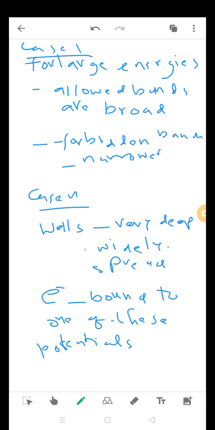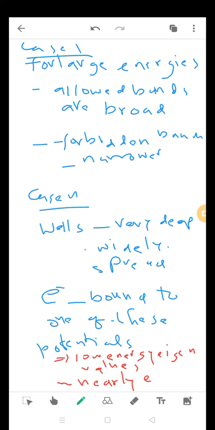So it also indicates that there will be low energy values of the electron, low energy eigenvalues, so put it like this. First of all, it will imply low energy eigenvalues. This is the first implication, and the second one is that these values will be nearly equal for the different electrons.